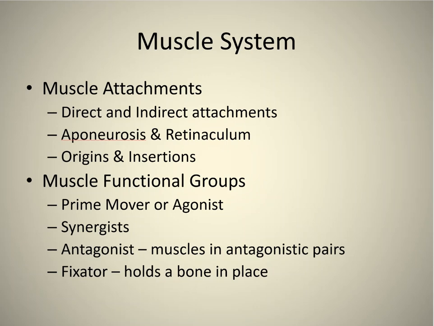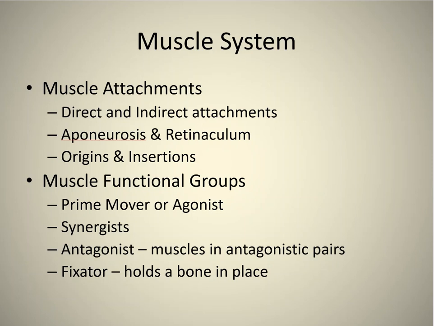Okay, muscle attachments, we're not going to spend too much on this. Mostly, they're what we call indirect attachments. The fascia becomes the tendon that attaches the muscle to bone. Sometimes it's direct, which means the epimysium joins with the periosteum of the bone. That's not that important. Aponeurosis is a broad layer of dense regular connective tissue rather than a cylindrical tendon. It's a broad tendon. And a retinaculum is just some fascia that covers an aponeurosis. These are not that important.